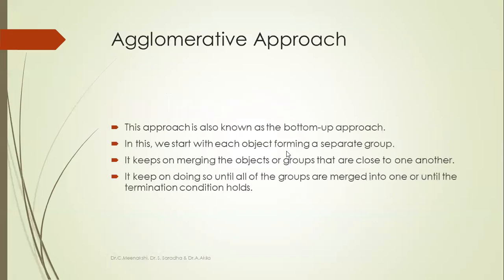The first approach, the agglomerative approach, is called the bottom-up approach. We start with each object forming a separate group. So I'll have n objects, each forming a separate group. Then I'll merge the similar objects into one group. Say I have all 15 balls in a pocket. I'll have all the 15 balls in a single group, and then I'll merge them.